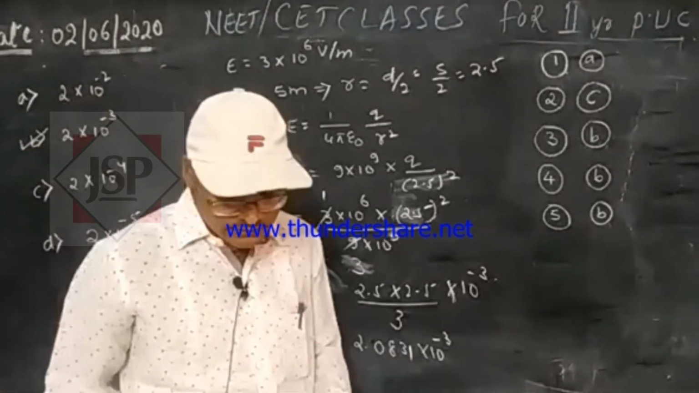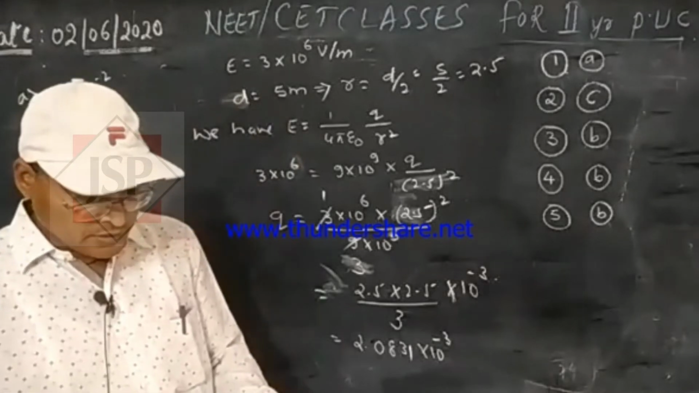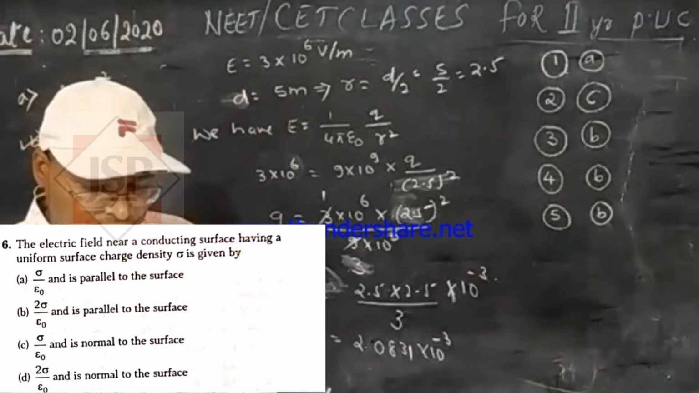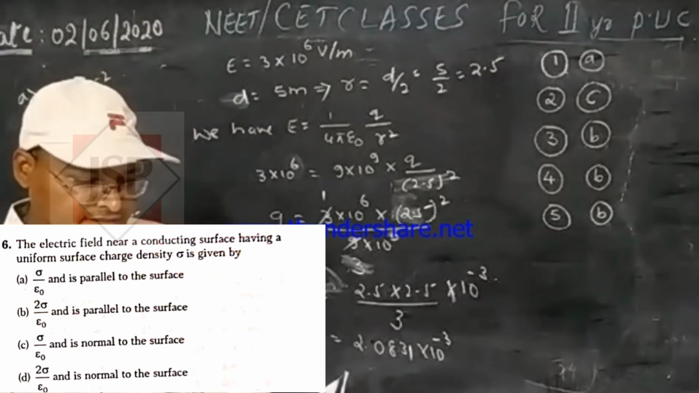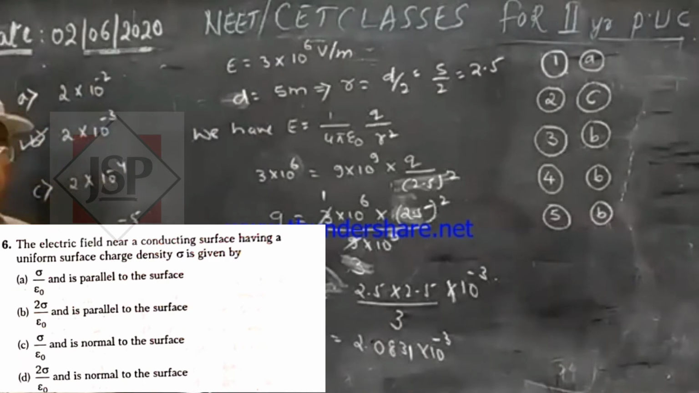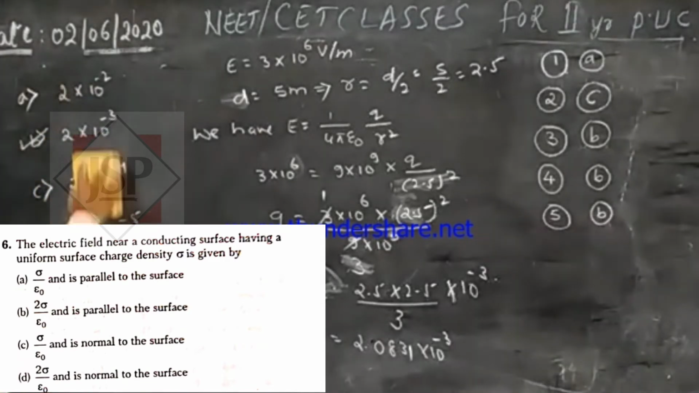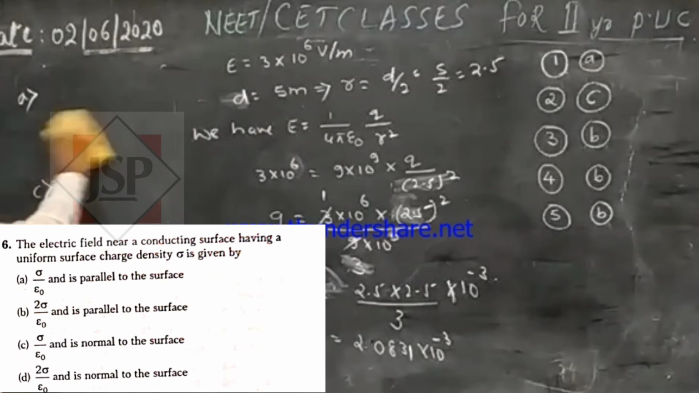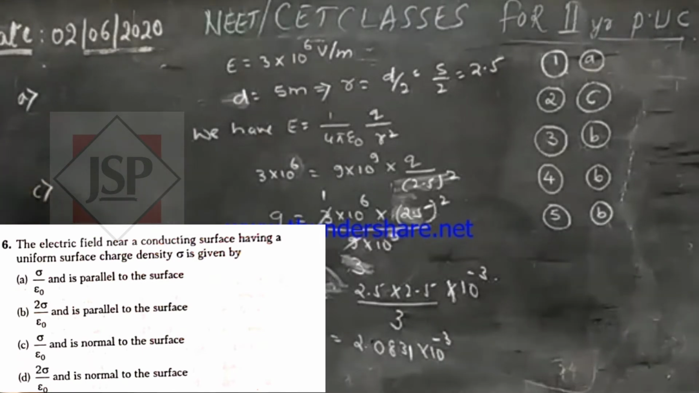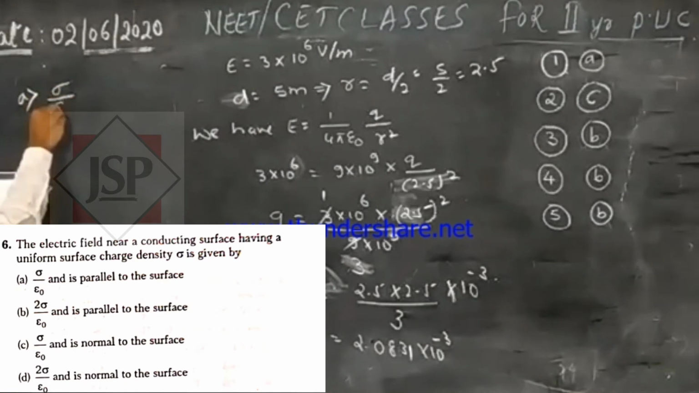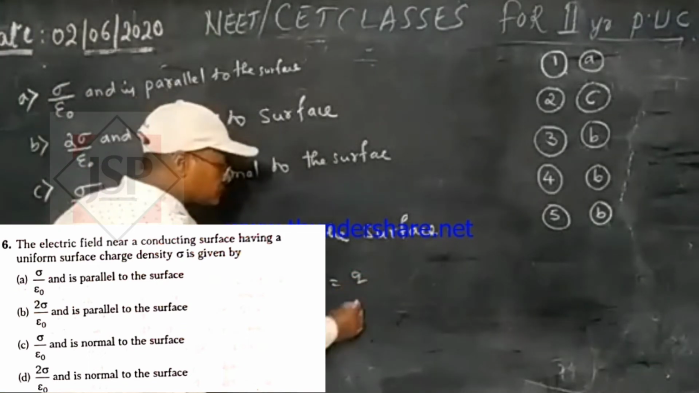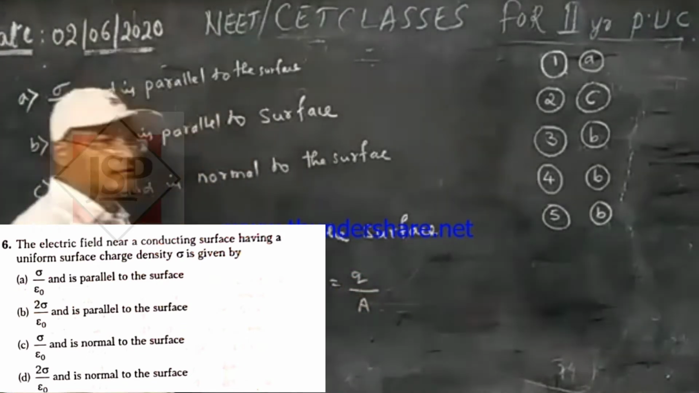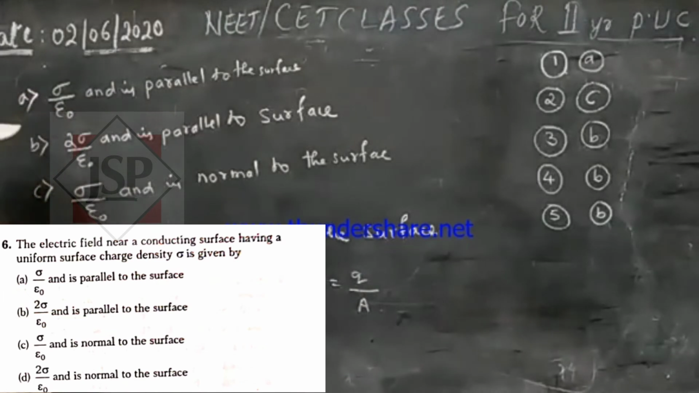Sixth question. The electric field near a conducting surface having a uniform charge density sigma is given by. Sigma means surface charge density. Okay, surface charge density, it is given by options like this. I'm going to write down the options, sir. A option is sigma by epsilon naught. Surface charge density means sigma equal to Q divided by A, area. Okay, so Q divided by A.